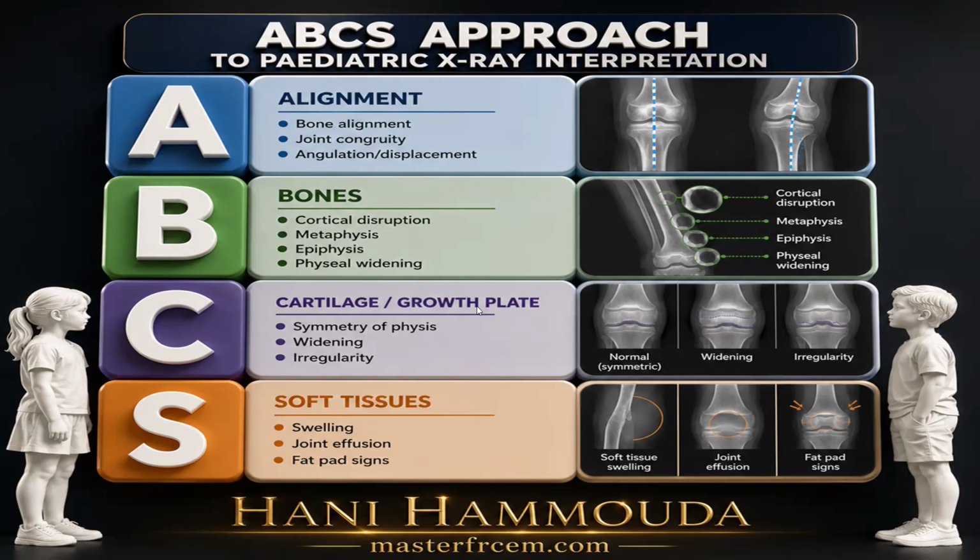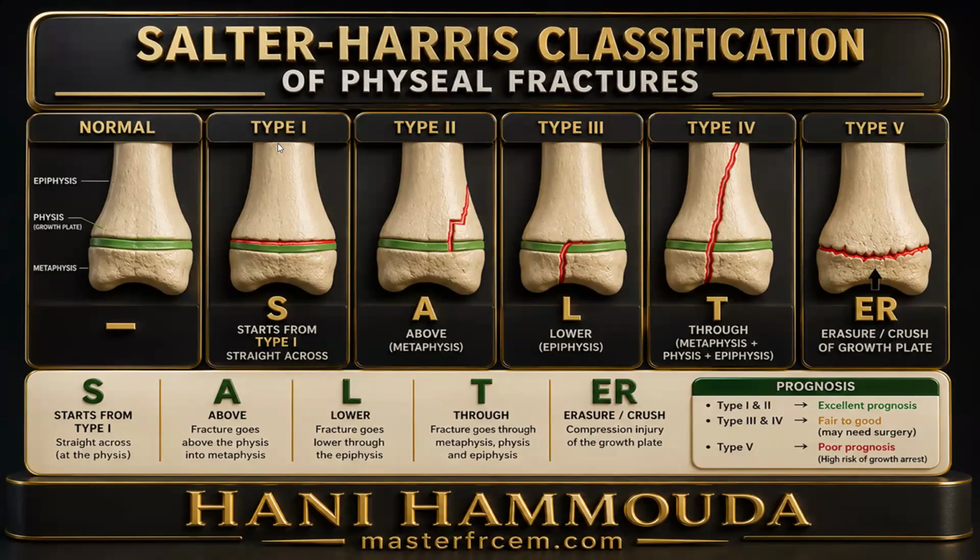Then C, cartilage, growth plate. So symmetry of physes, widening, irregularity. Normal should be symmetric. Any widening is an abnormality. Any irregularity is an abnormality. Easy. Then soft tissue: check for any swelling. Any swelling may mean a fracture. Any joint effusion may be a fracture. Any fat pad sign may be a fracture. So soft tissue swelling, joint effusion, fat pad sign. Easy. Then we will go to the types.